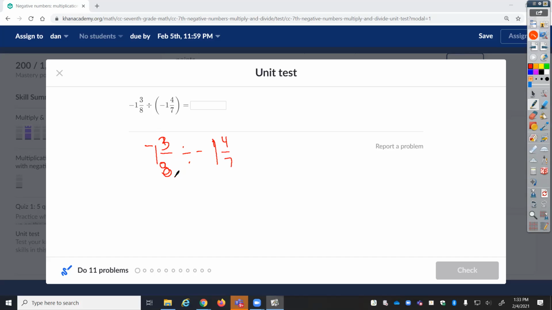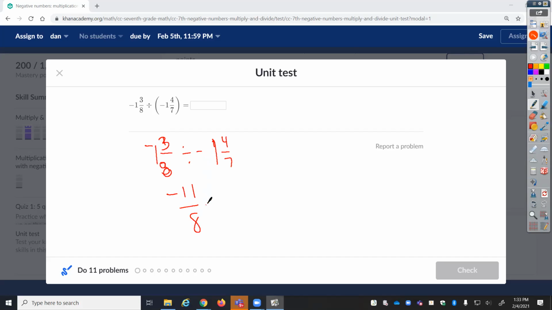You add 8 to the 3 over 8. Multiply 8 and 7 and then add. Wait. You multiply 8 and 1 and then add a 3. All right, what's 8 times 1? 8. Plus 3. 11. So this will be negative 11 over 8.